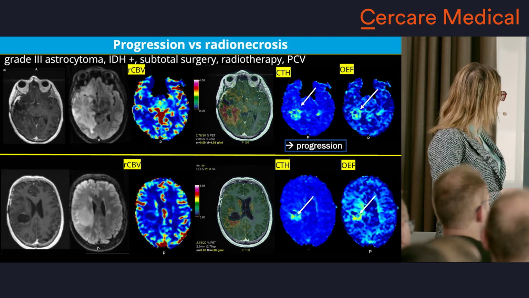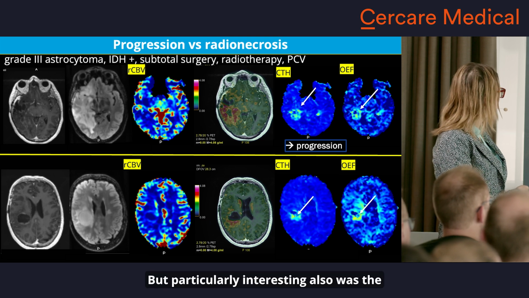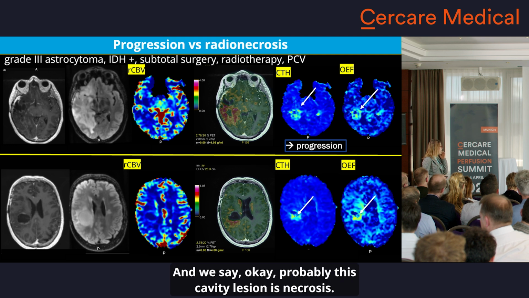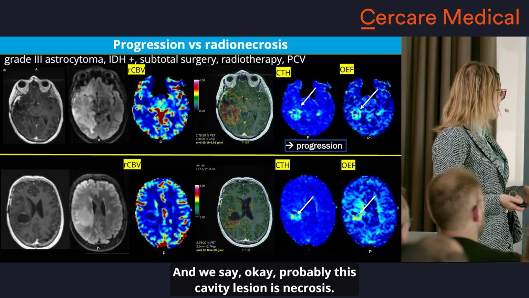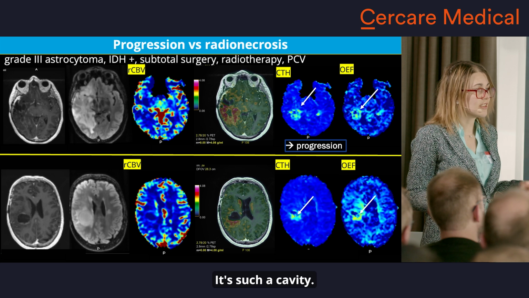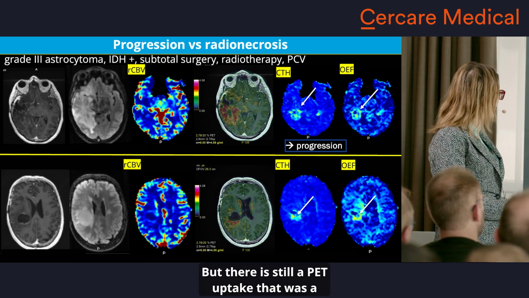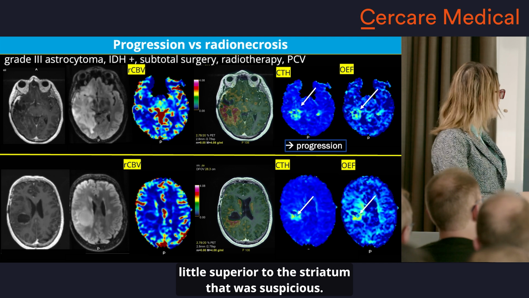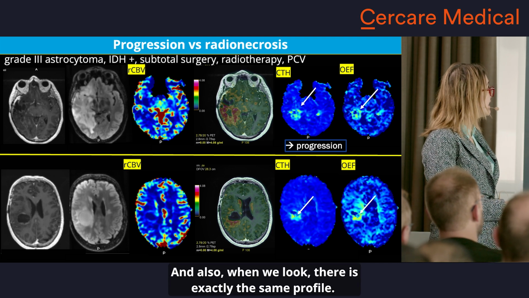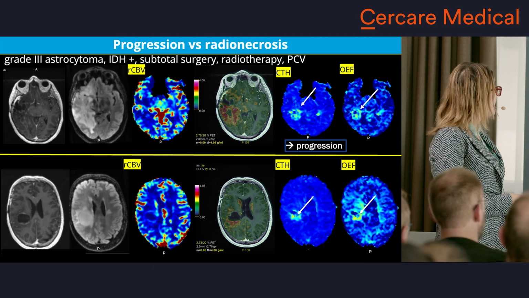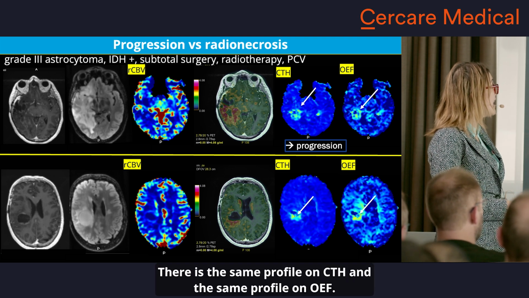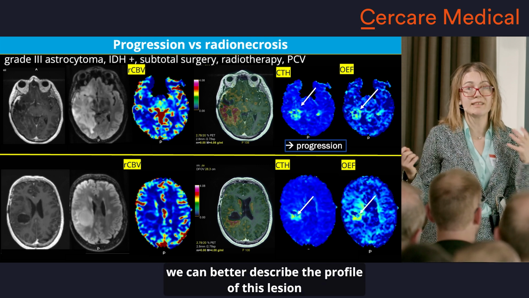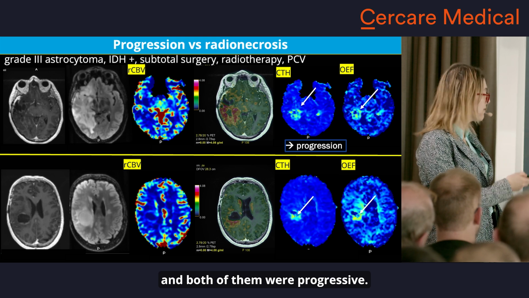And so supposedly it was a progression, but particularly interesting also was the second lesion, because there was this cavity lesion, and we say, okay, probably this cavity lesion is necrosis. But there is still a PET uptake that was a little superior to the striatum, that was suspicious. And also when we look, there is exactly the same profile on CTH and the same profile on OF. So actually having multiple markers, we can better describe the profile of this lesion, and both of them were progressive.